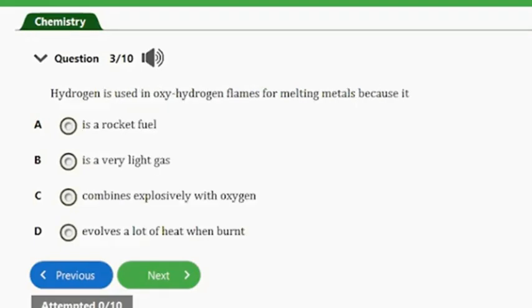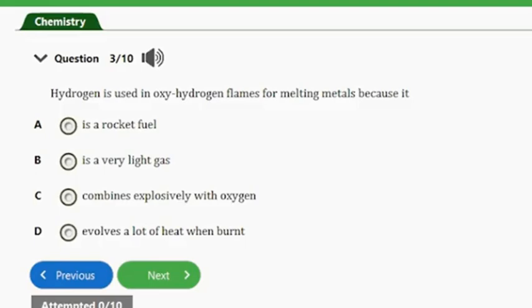Question number 3. It says, hydrogen is used in oxyhydrogen flames for melting metals because it A, is a required fuel, B, is a very light gas, C, combines explosively with oxygen, D, evolves a lot of heat when burnt. The answer to this question is option D.